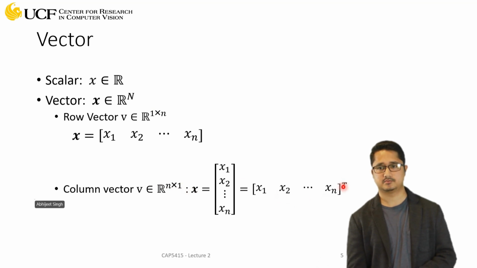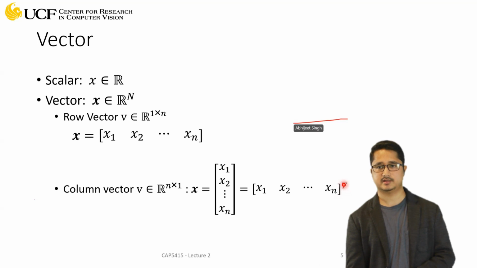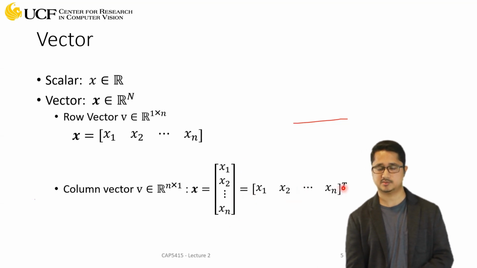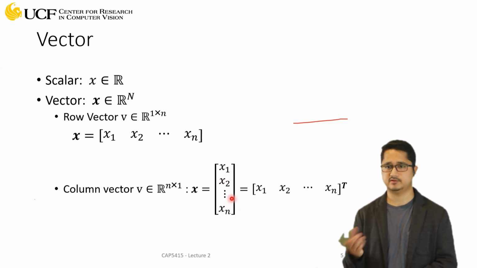And again, this superscript here indicates what's called a transpose operation. If you have to convert a column into a row or a row into a column, you can transpose that vector. So in this case, this is a row vector. If you transpose it, it will convert to a column vector, and vice versa.